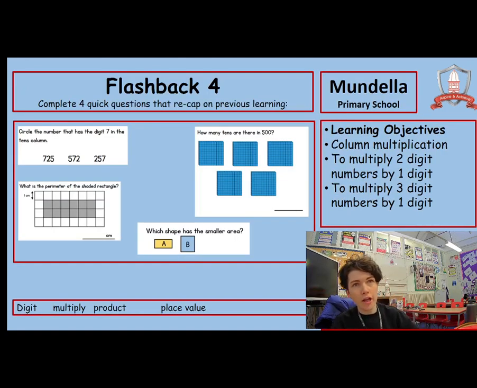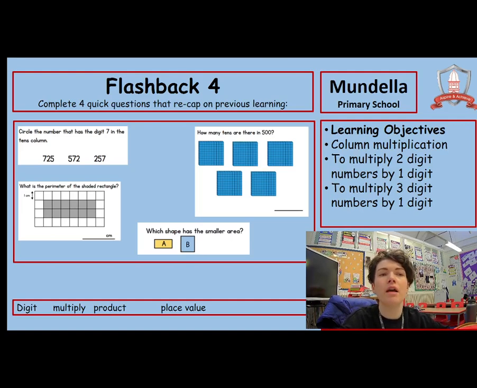To start, I would like you to complete these 4 quick questions that recap on previous learning. We have: circle the number that has the digit 7 in the tens column. What is the perimeter of the shaded rectangle? How many tens are there in 500? Which shape has the smaller area? Pause the video now to complete your question.